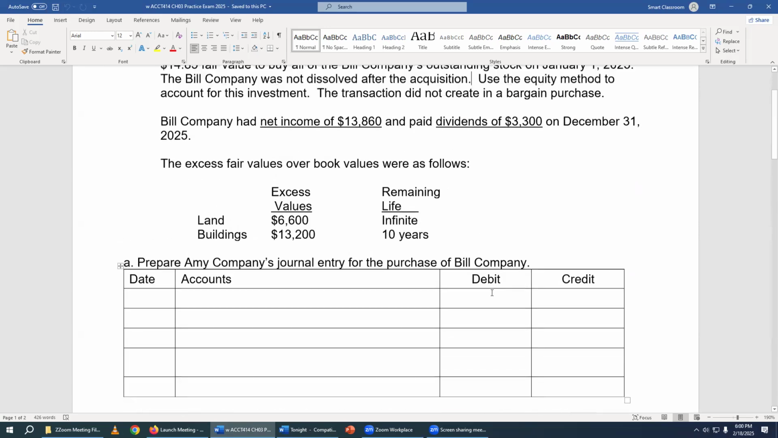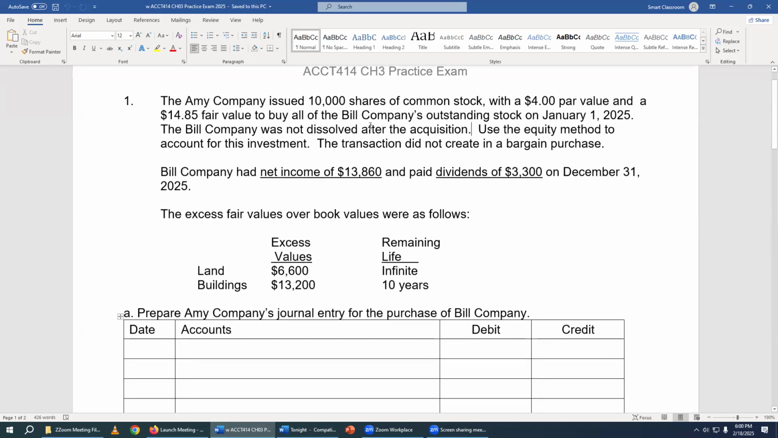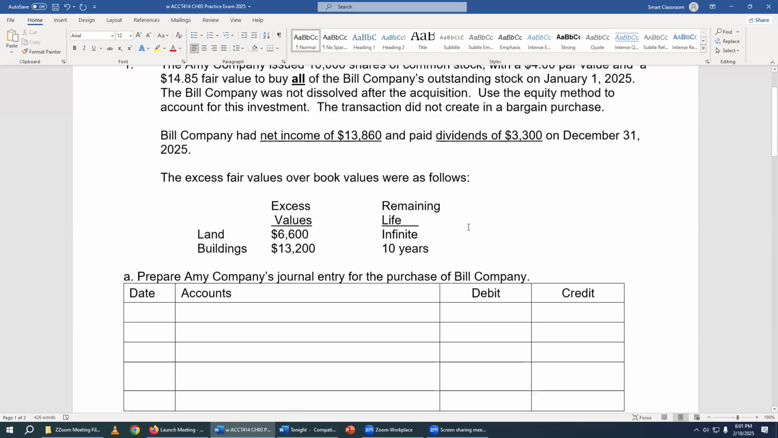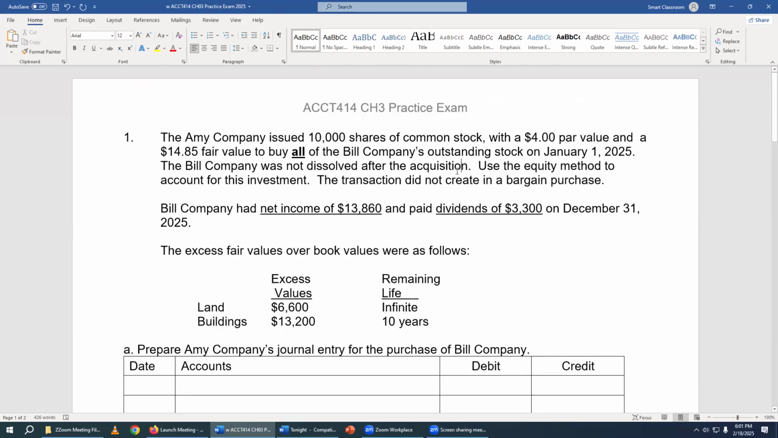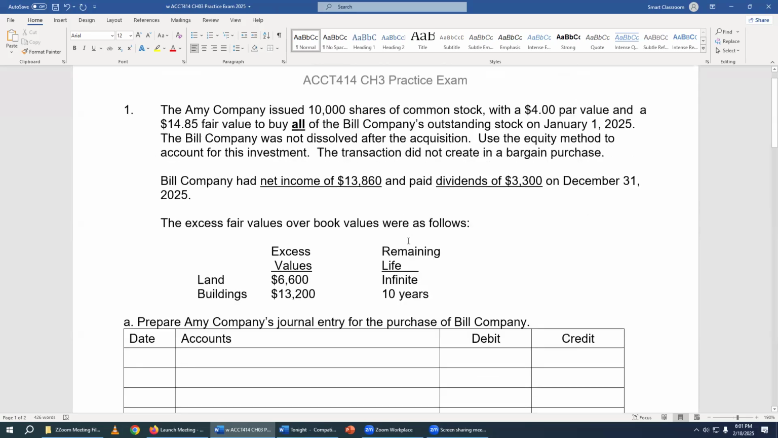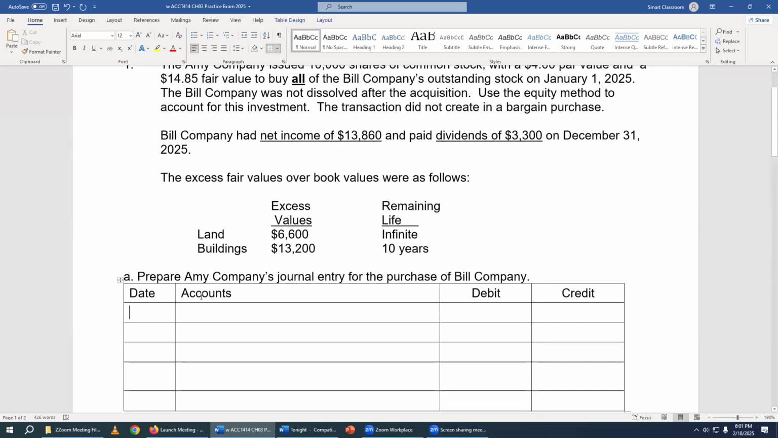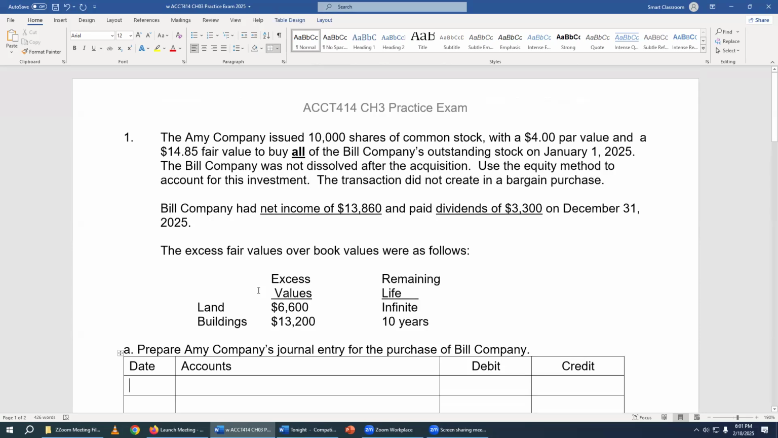Okay, so we're buying this investment. You bought all of them, so we're buying all 100% of Bill Company's outstanding stock, and we're doing that by exchanging some of our stock for it. Okay, so let's take a look here. That was done on January 1st.